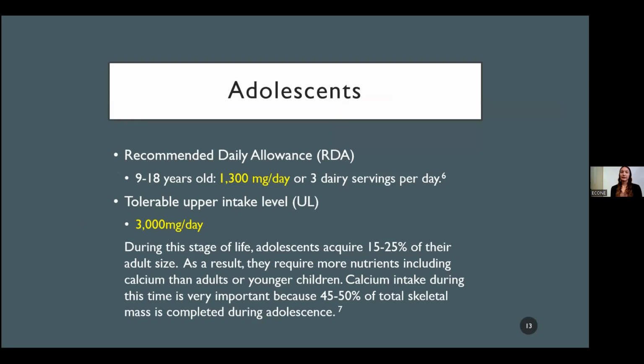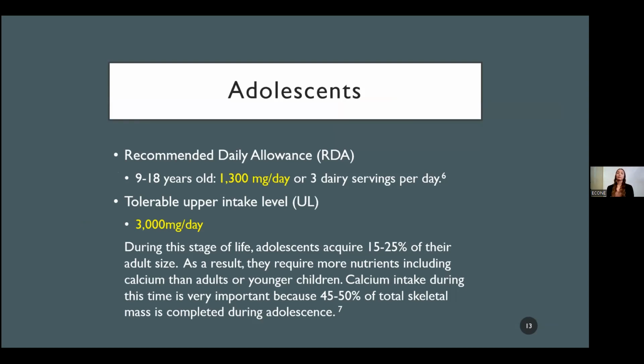So for adolescents, the recommended daily allowance, which is the RDA, is what is needed for 98% of healthy people in a population. From 9 to 18 years old, you need about 1,300 milligrams a day, and this is equivalent to 3 dairy servings per day. A serving of dairy is considered 1 cup of milk, or 1.5 ounces of cheese, for example.